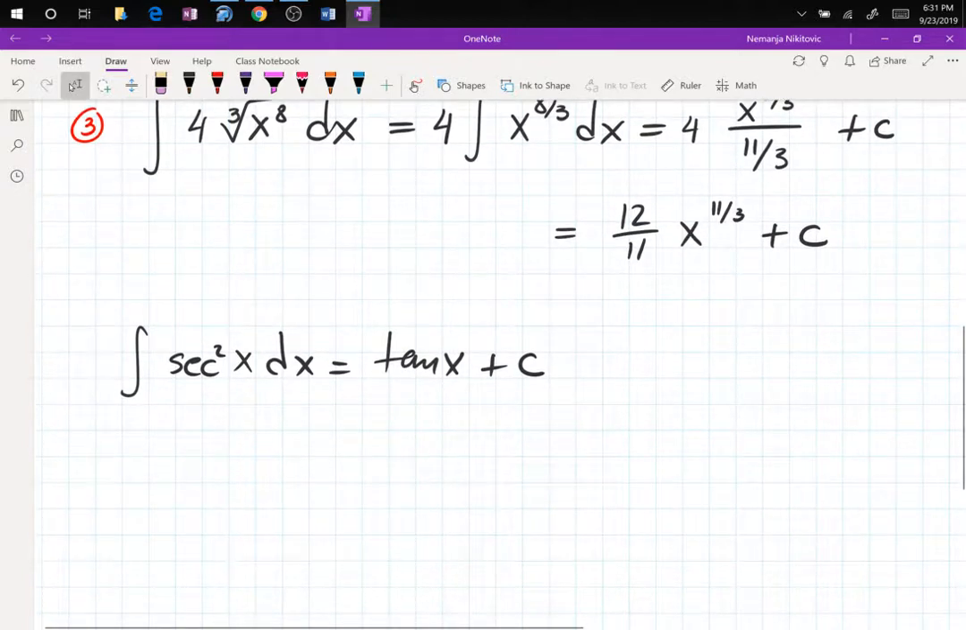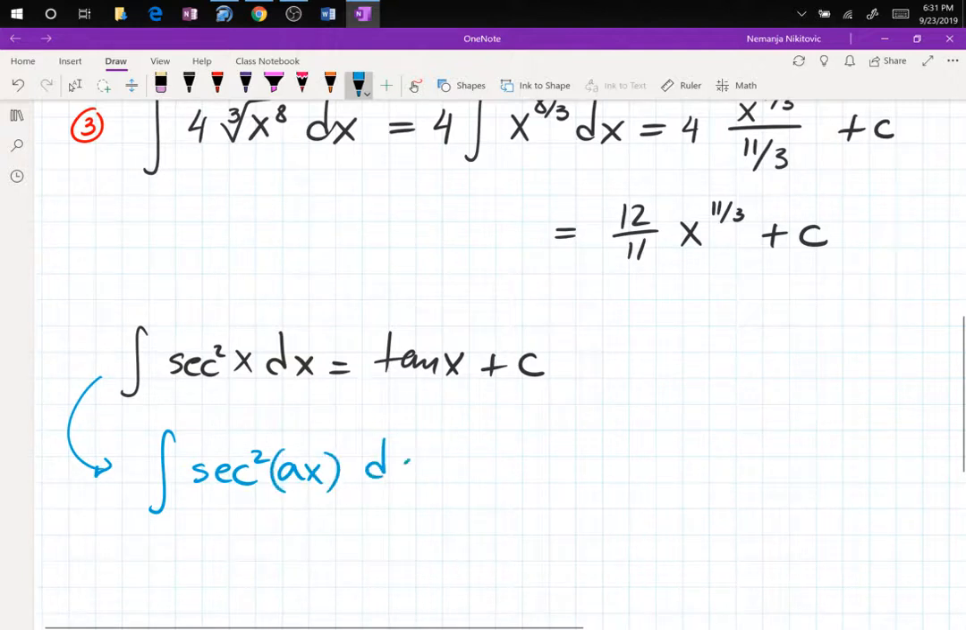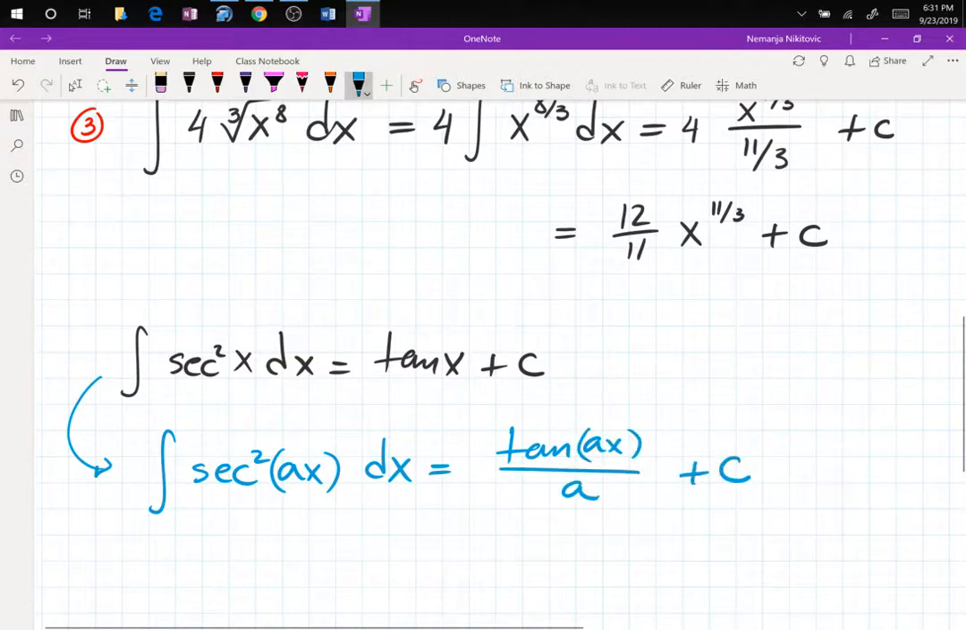Now what I want to do is replace this x with ax, right? So instead of having secant squared x, let's say you have secant squared 3x or secant squared 5x. So to modify all of these formulas, you can say the integral of secant squared ax dx, and that is going to be tangent ax divided by a plus c.